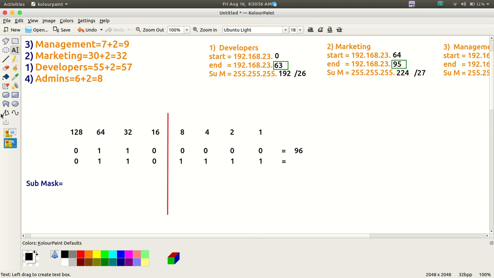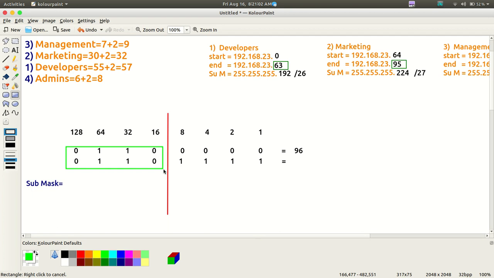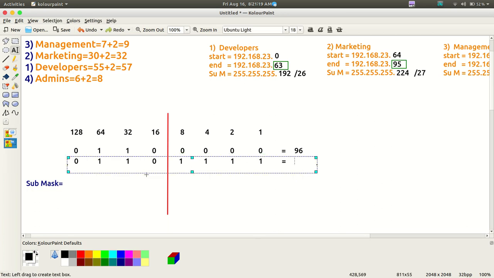So for this network which I am drawing over here, this is going to be the smallest address, and this is your largest address. Clear? So now my end IP address is 64 plus 32 gives me 96. 96 plus 8, 104. 104 plus 4, 108 plus 2, 110, and 111. Clear? So I'm starting on 96, ending on 111.